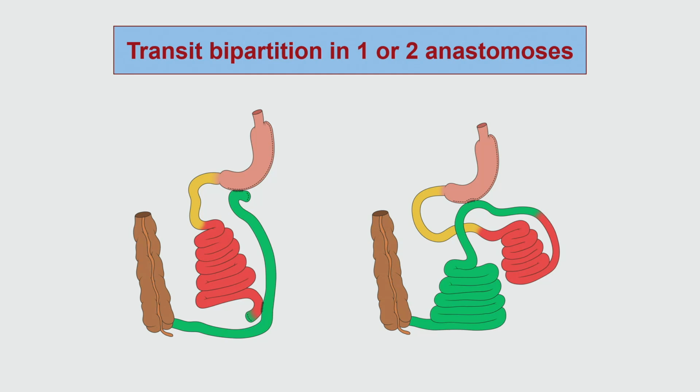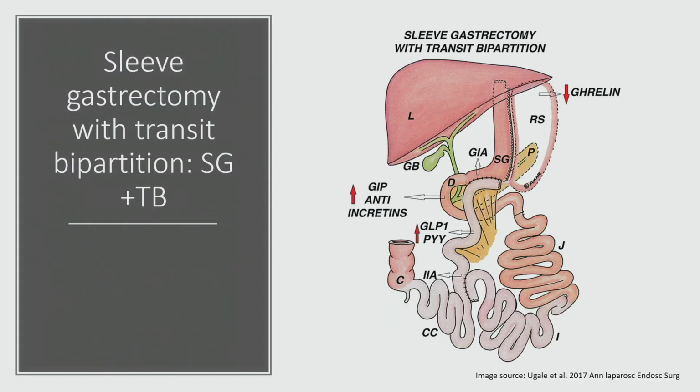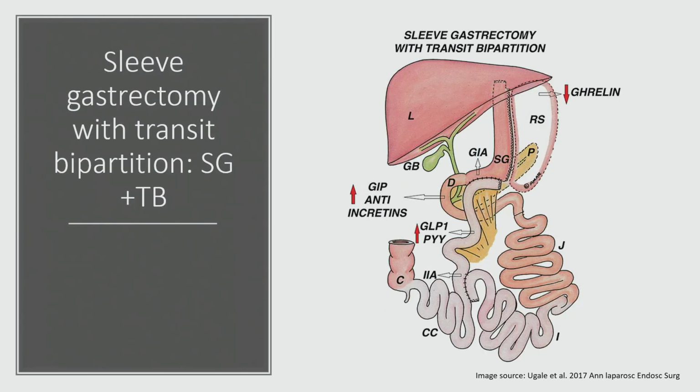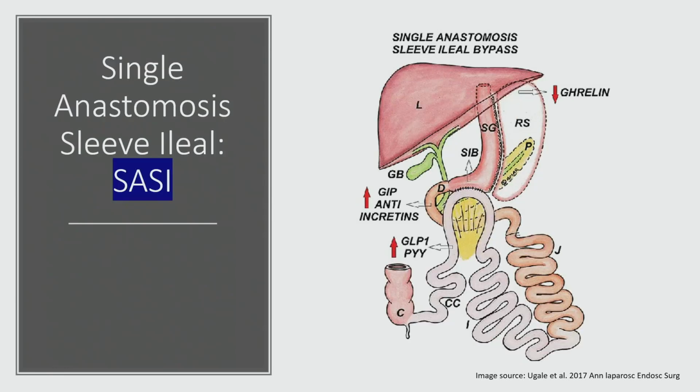It's not performing just one Roux-en-Y transit bipartition, but performing a one-anastomosis transit bipartition. Here you can see a sleeve gastrectomy with a transit bipartition, just one anastomosis. Excuse me, this is the classical Santoro procedure, Roux-en-Y transit bipartition, and next you can see the SASI procedure. It means transit bipartition with one anastomosis, a gastroileal anastomosis. It's called single anastomosis sleeve ileal, the SASI procedure.